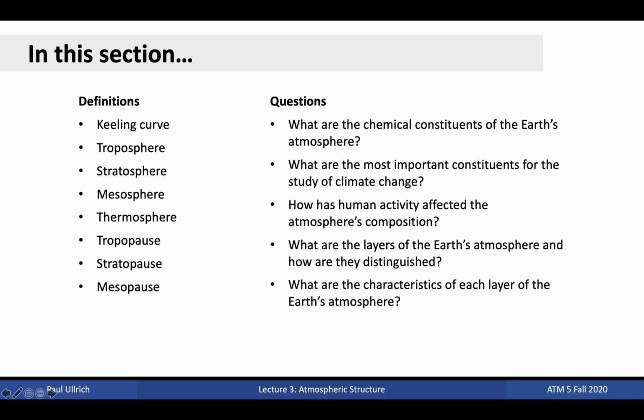The key questions addressed in this section are: what are the chemical constituents of the Earth's atmosphere? What are the most important constituents for the study of climate change? How has human activity affected the atmosphere's composition? What are the layers of the Earth's atmosphere, and how are they distinguished? And what are the characteristics of each layer of the Earth's atmosphere?